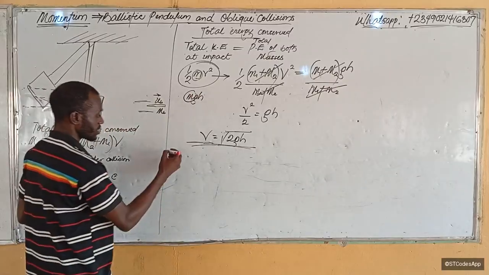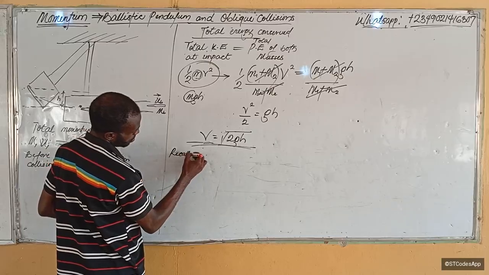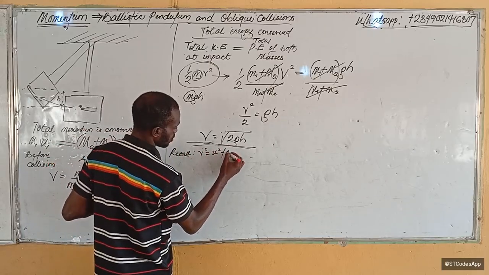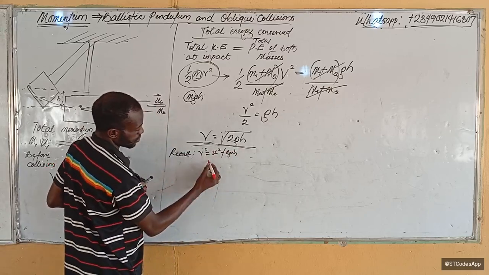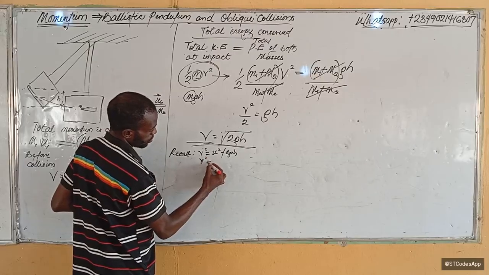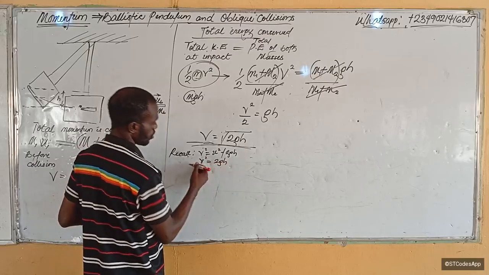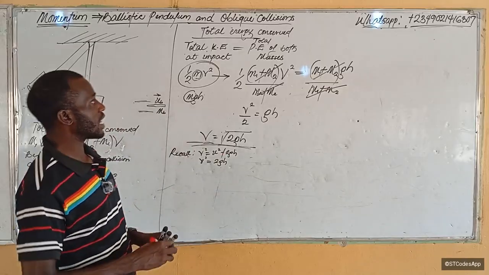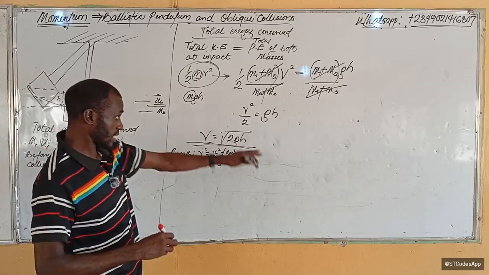Recall from here. Recall that v squared equals u squared plus or minus 2gh either way. So that at u equals 0, v squared will equal to what? 2gh. V equal to square root of that. Do you see that now? So this proves that.